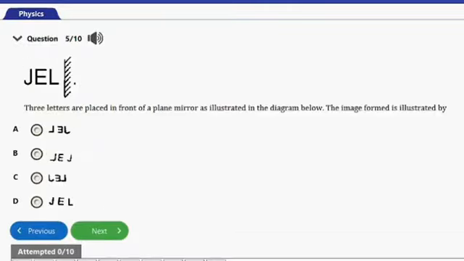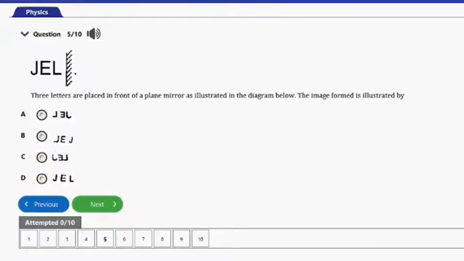So let's go ahead and consider the next question, guys. We have an image here, and the question says, 3 letters are placed in front of a plane mirror as illustrated in the diagram below. The image formed is illustrated by. Alright, so guys, the image formed will be that of option A here. It will be erect and laterally inverted, and that's it for this question.